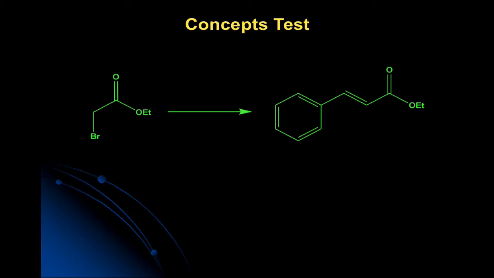Now what do I have to do? Now I have to use a base, right? And I can get my ylid out of that reaction, right? By deprotonation. What base could I use here? I could use butyl lithium.